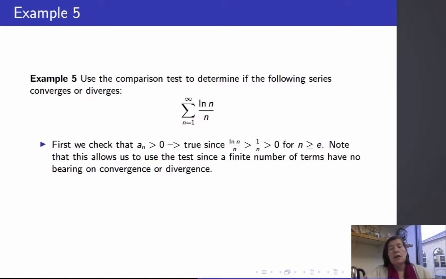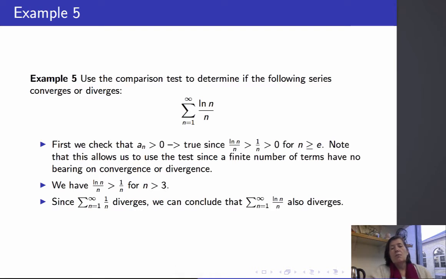In fact, for any number n bigger than or equal to e, that is from 3 onwards, the natural log of n over n is going to be bigger than 1 over n. And we know that the sum of 1 over n diverges, that's the harmonic series. And we know that the terms of this given series are positive, and also they're bigger than 1 over n for n bigger than 3.